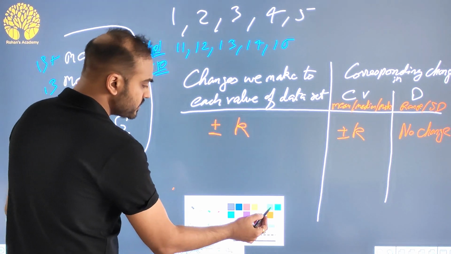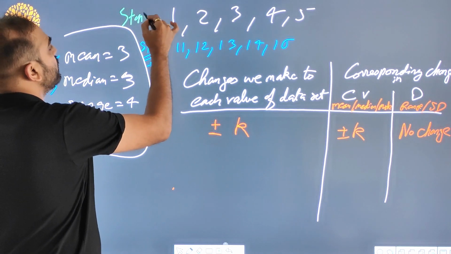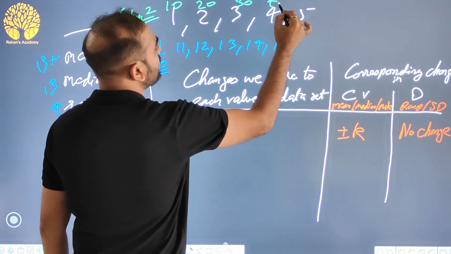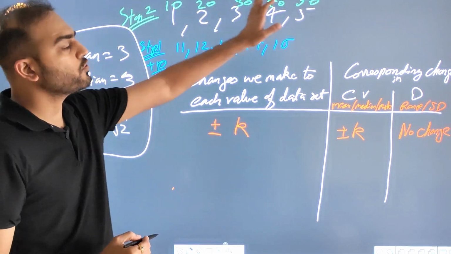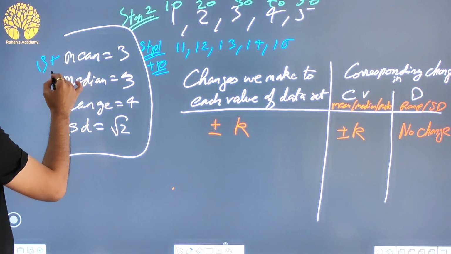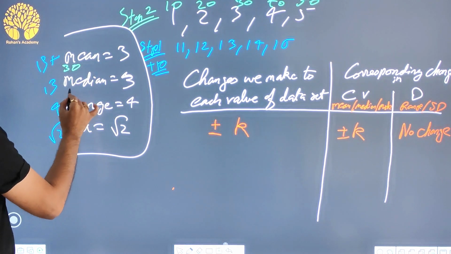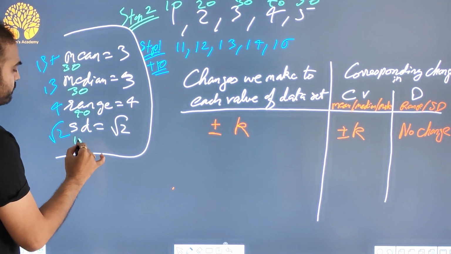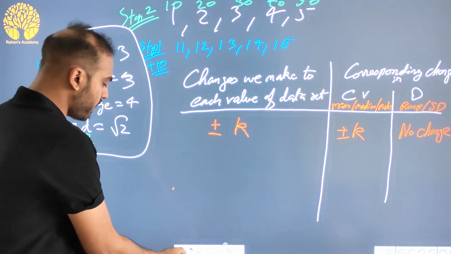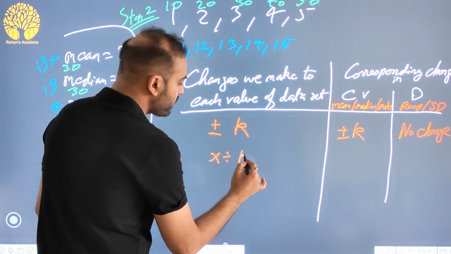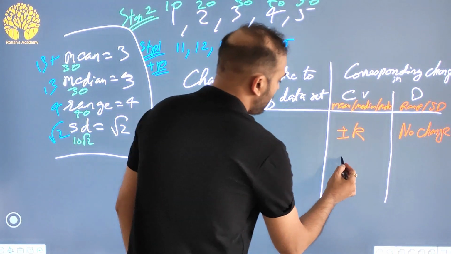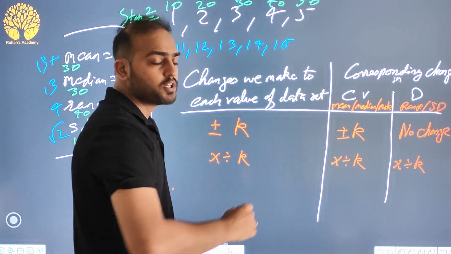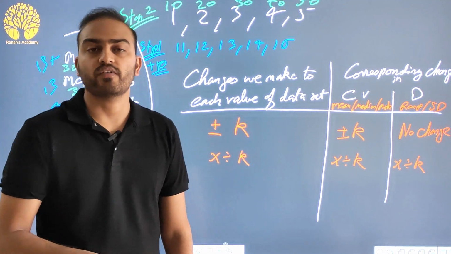Similarly, say we multiply each value by 10. Now my data set becomes 10, 20, 30, 40, 50. So what are the corresponding changes? Mean has now become 30, median, the middle term, again 30, range 50 minus 10, 40, standard deviation will become 10 root 2. So if you multiply or divide each value by k, the central values change by the same, and the dispersion, the range and standard deviation, also get multiplied or divided by k.